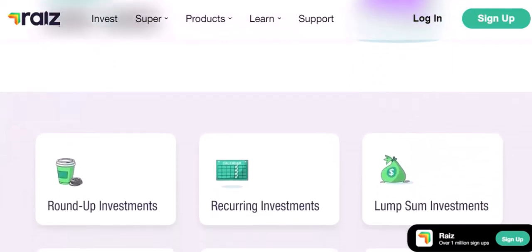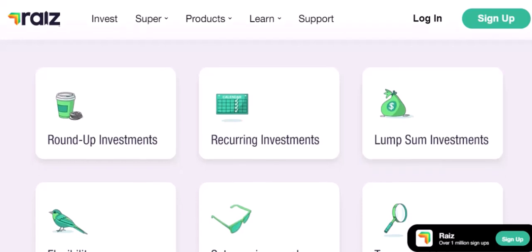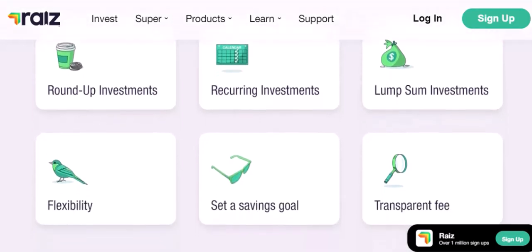Finally, there's the currency conversion fee. Raiz charges a fee of 0.65% for converting currencies. This can be a significant cost if you invest in foreign assets. However, it's important to note that many other platforms charge similar fees.